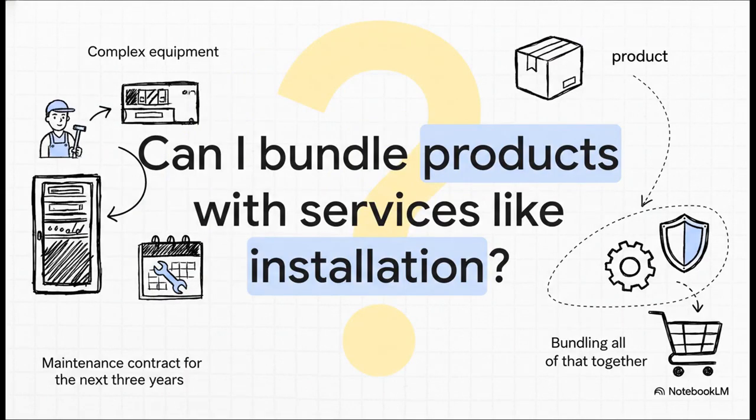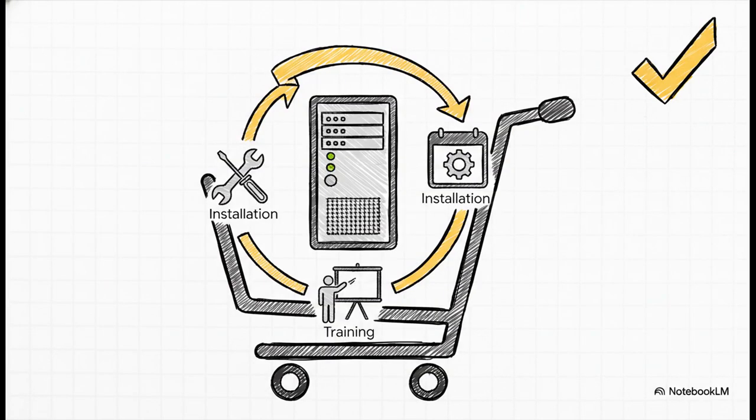All right, next up. What about when you're buying something complex, like medical equipment? You don't just want the machine, right? You need someone to install it, and you probably want a maintenance contract. Can you lump all that together? You bet. This is honestly one of the most powerful parts of the whole system. You can bundle a product with all the services that go with it. Things like maintenance contracts, installation, and even training for your staff, all in one single tender.